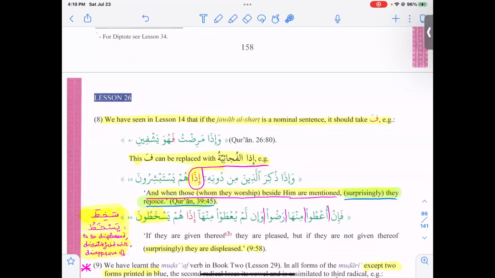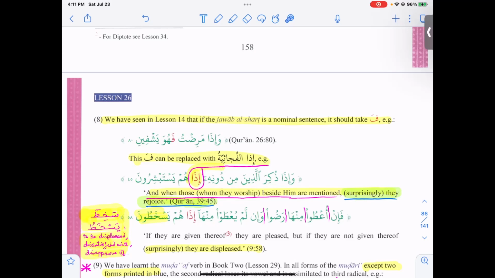وَإِذَا ذُكِرَ الَّذِينَ مِن دُونِهِ إِذَا هُمْ يَسْتَبْشِرُونَ. When those whom they worship besides Allah are mentioned, dhukira lazina min dunihi, besides Allah. When those are mentioned, this dhukira is a fi'lu majhul, madi, and al-lazina is the naib fa'il.